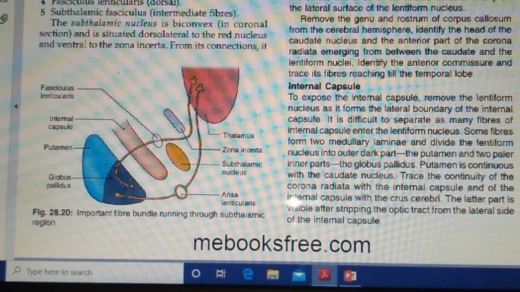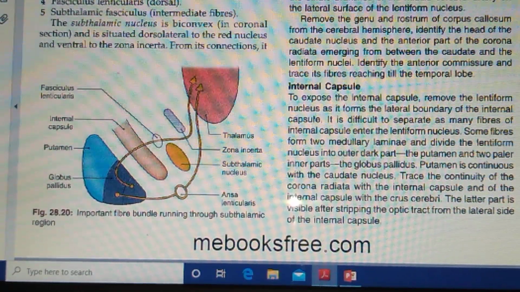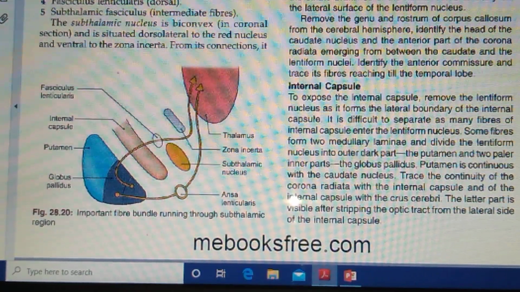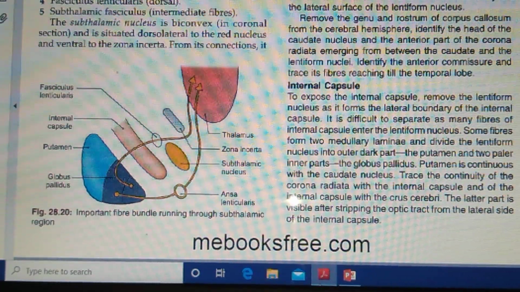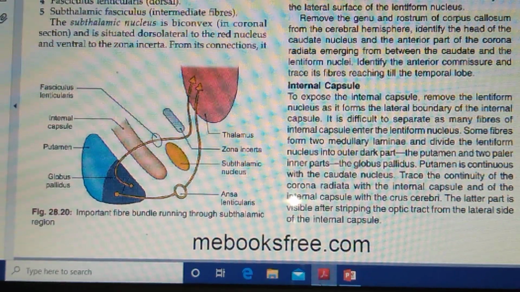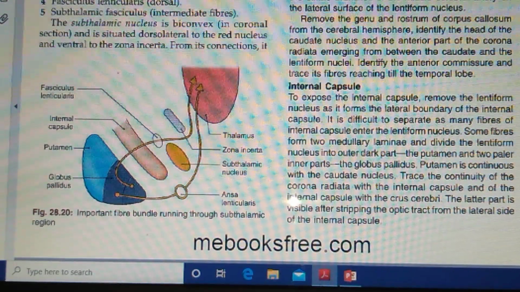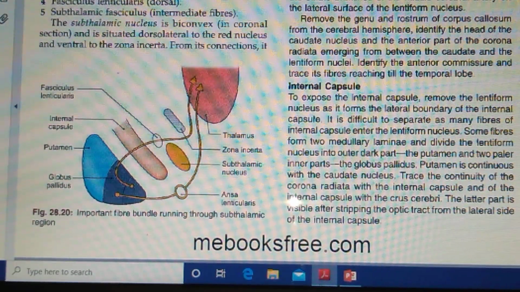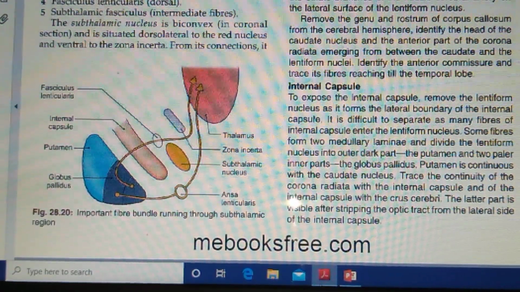The subthalamic nuclei is biconvex in the coronal section and is situated dorsolateral to the red nucleus and ventral to the zona incerta. From its connections, it appears to be an important site for the integration of a number of motor centers, right? So what is the important aspect about the subthalamus? That it is an important site for the integration of the many motor centers.